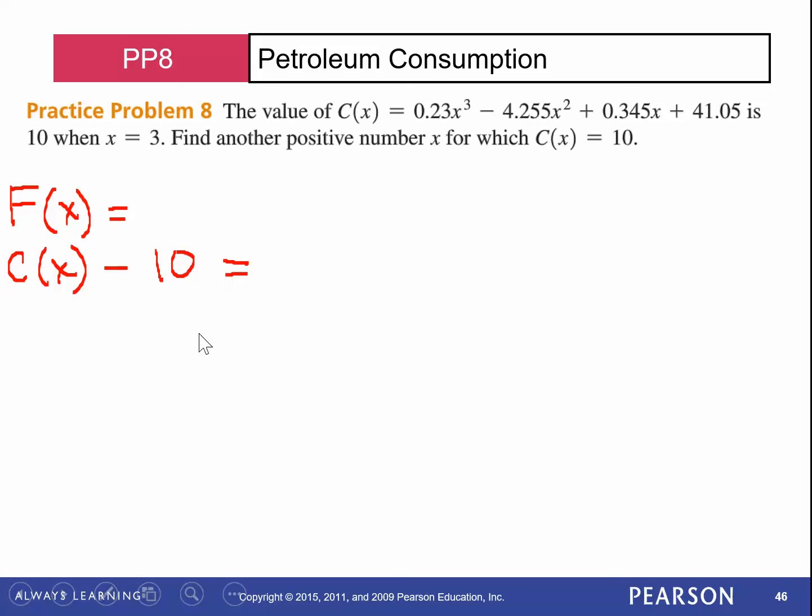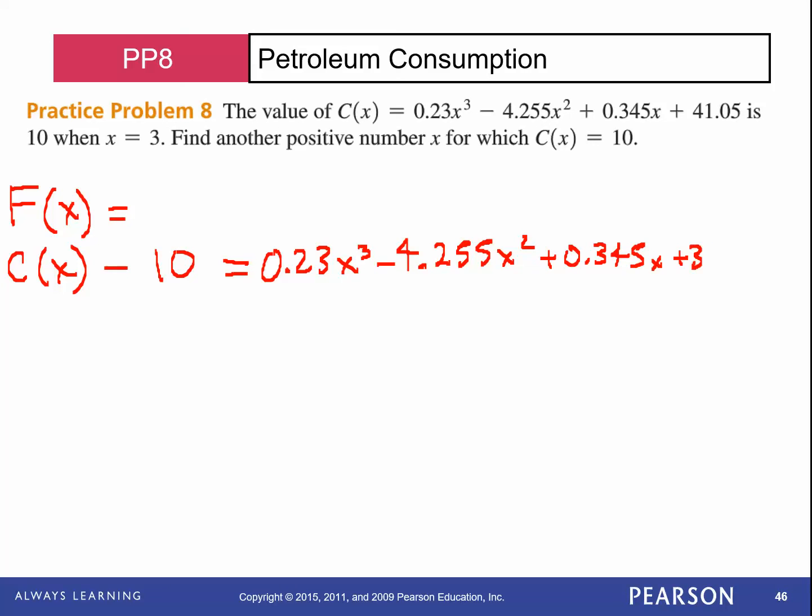Okay, so what we're going to do is write this function again. And all we're going to have to do is just subtract 10 at our constant term right over here. So instead of 41.05, it's going to be 31.05. So we just subtracted 10 right here. And we've updated our function in terms of years, by 3 years, basically. x equals 3.